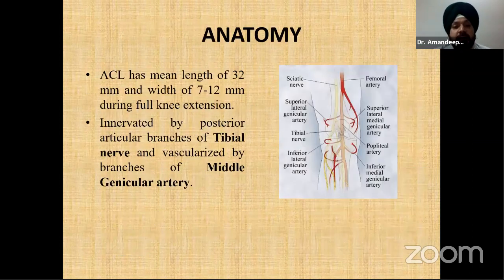Briefly, about the anatomy: the anterior cruciate ligament has a mean length of 32 millimeters and width of 7.27 to 12 millimeters during full knee extension, and is innervated by a posterior articular branch of the tibial nerve and vascularized by the middle genicular artery.